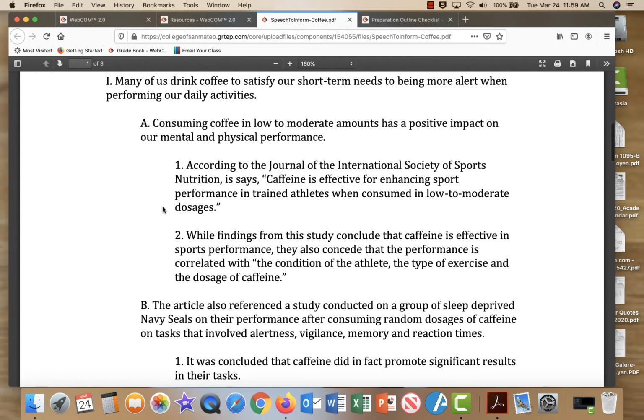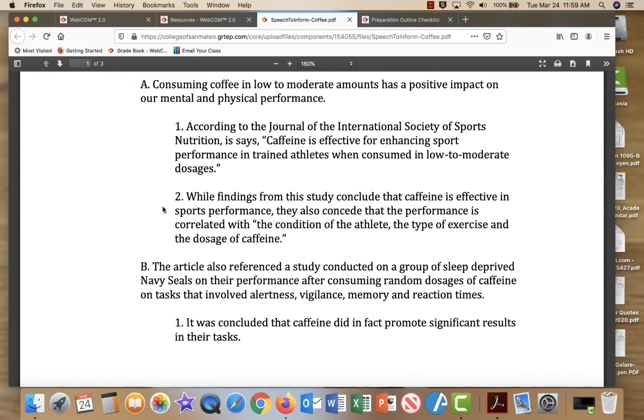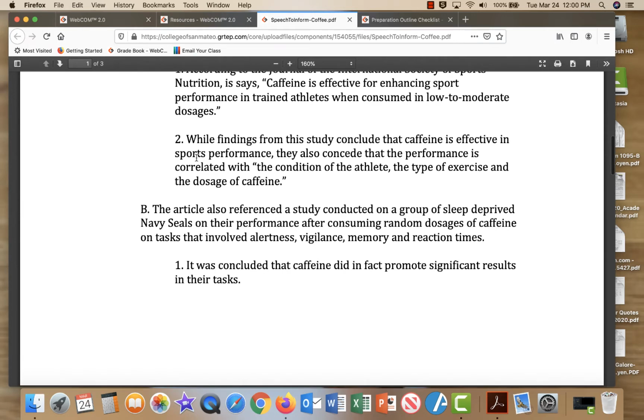But let's take a look at how they orally wove in the academic journal. According to the Journal of the International Society of Sports Nutrition, caffeine is effective for enhancing sport performance in trained athletes when consumed in low to moderate dosages. The author goes on to explain that while the findings from this study conclude that caffeine is effective in sports performance, they also concede that the performance is correlated with the condition of the athlete, the type of exercise, and the dosage of caffeine.